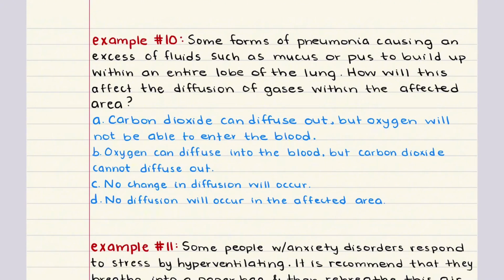And this buildup is going to disrupt the air-blood interface, and it's going to make it difficult for gases to move across. When the alveolus is filled with fluid, it's essentially going to become non-functional for gas exchange. Both oxygen and carbon dioxide diffusion are going to be severely impaired, and there's no clear path for oxygen to enter or for carbon dioxide to exit. So keeping that in mind, the correct answer is going to be D. No diffusion is going to occur in the affected area.